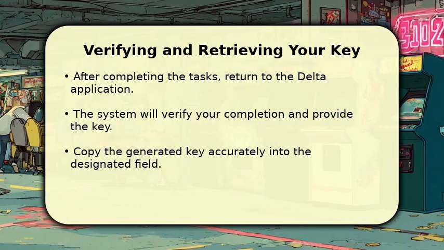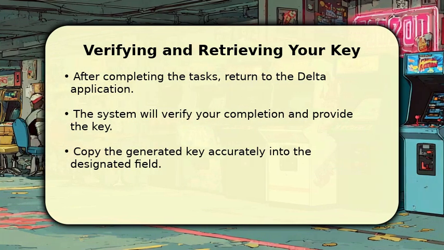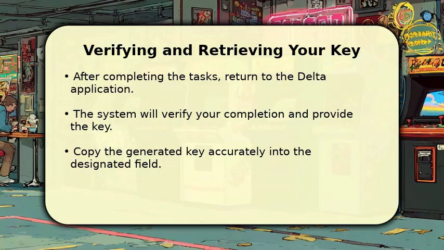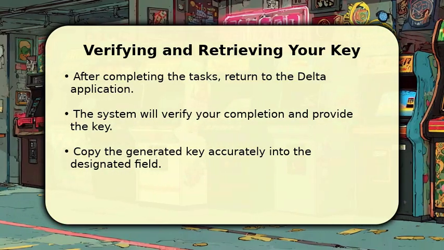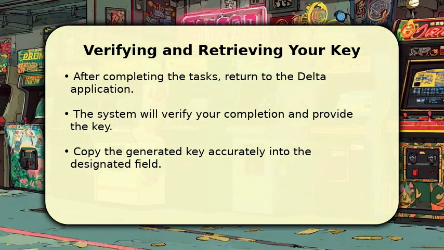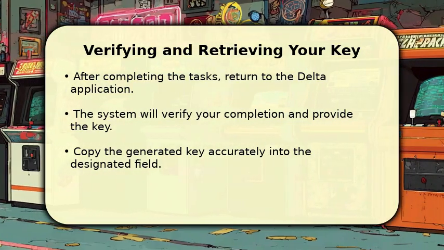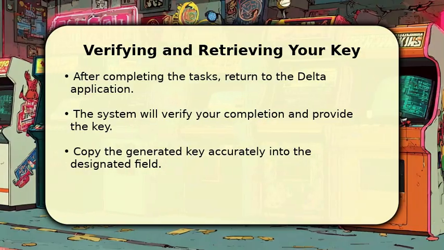Once you have successfully completed the required tasks on the verification page, return to your Delta application. The system will then automatically verify your completion and present you with your unique Delta key. It's crucial to carefully copy this key. Ensure there are no extra spaces or missing characters.